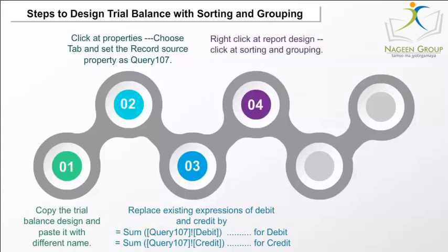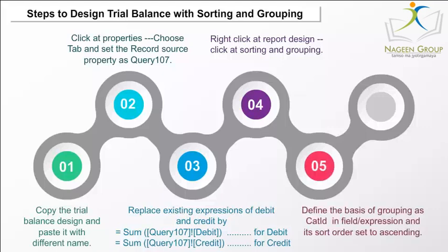Right-click at Report Design. Click at Sorting and Grouping. Define the basis of grouping as cat ID in field or expression and set sort order to ascending. Save the modifications in the above report design.